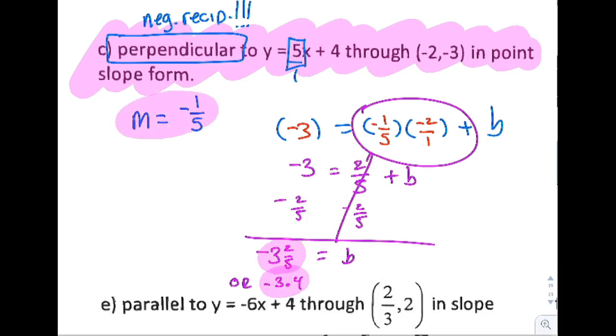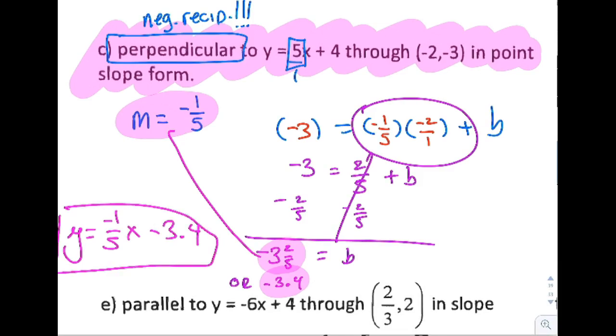And there's our slope. So when you connect those up to write your final equation of the line, we have a slope of negative 1/5 and a y-intercept of either negative 3 2/5 or negative 3.4, whatever you choose to write.